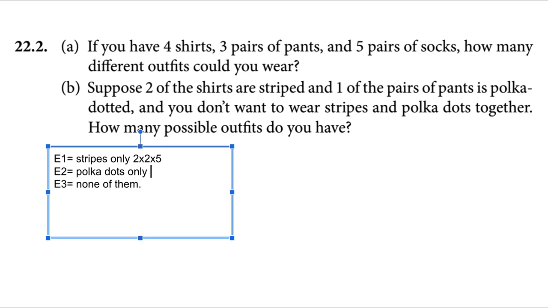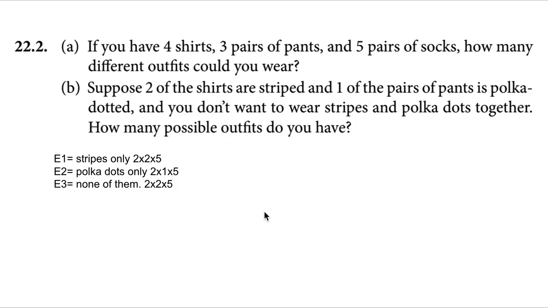Now if you're wearing the polka dotted pant, then the number of ways you can choose the shirt is 2, because you won't be choosing the striped shirt 2 times, and then the pair of polka dots is 1, that is a pant, and then again 5 ways to wear socks. And now none of them would be, you don't choose either of the striped shirts, so you have 2 choices for the shirt, 2 choices for the pants, and 5 choices for the socks, right? So this is how you break down a particular event into sub-events, and you can find the answer to the question.